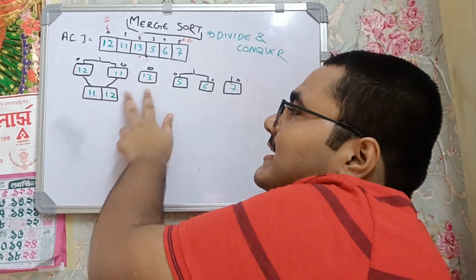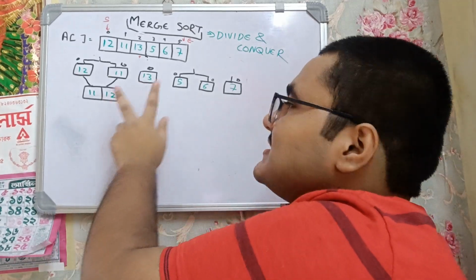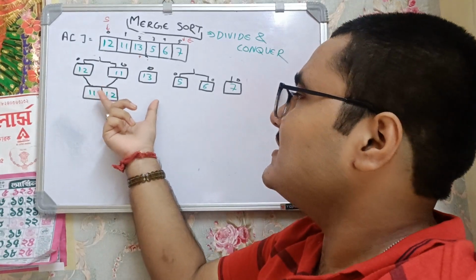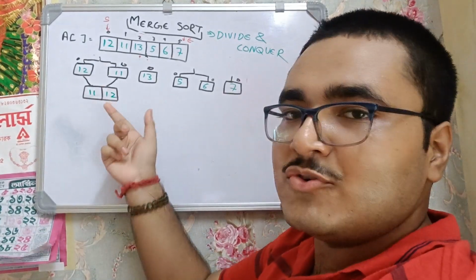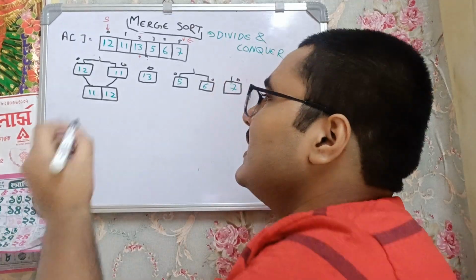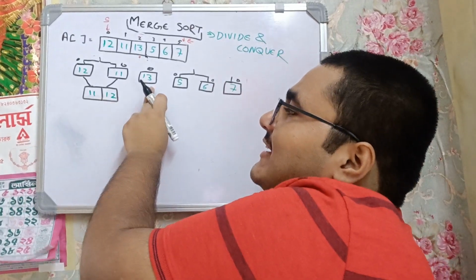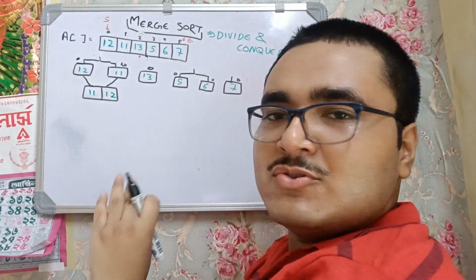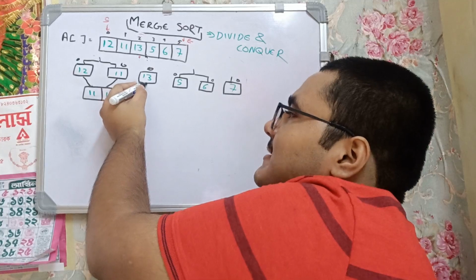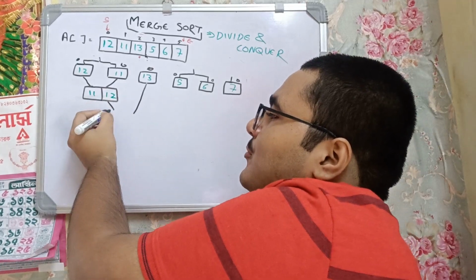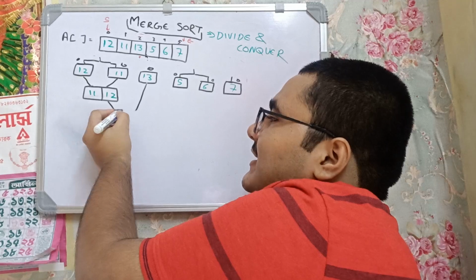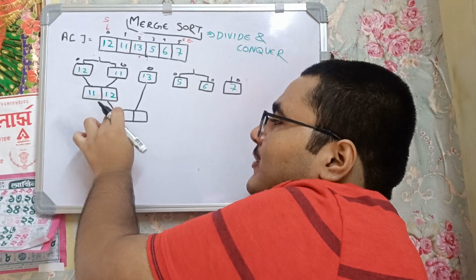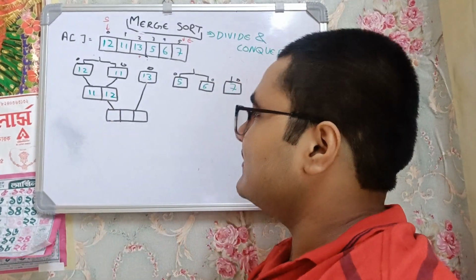Now we should merge these in such a manner that this portion remains sorted after merging. Yes or no? See, 11 and 12, is 13 greater than the last element of the array? Yes, that is true. So there is no need to make any changes, just simply merge them to form a new array, that is 11, 12 and 13.